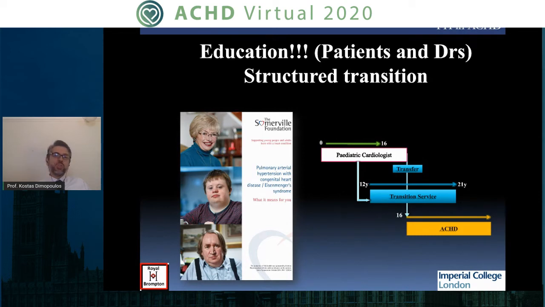Finally, to say that one of the most important things we can do for improving the prognosis for our patients is education. Education for our patients, and education for doctors and healthcare workers in this field. Part of this education is the structured transition of patients from pediatrics to adult services.